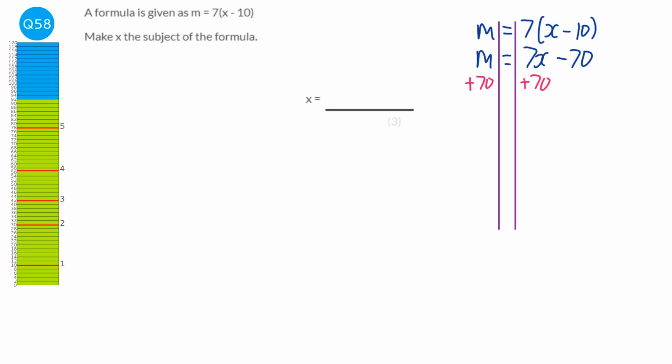So we're trying to get x as the subject. So we're trying to get x on its own. And we're next going to divide both sides by 7. So we have m plus 70, all of that over 7 equals x. So x equals m plus 70 over 7.